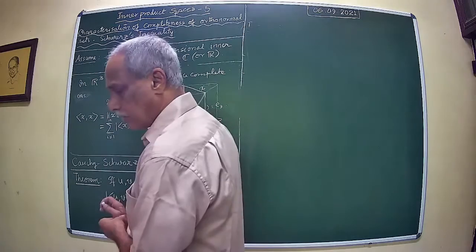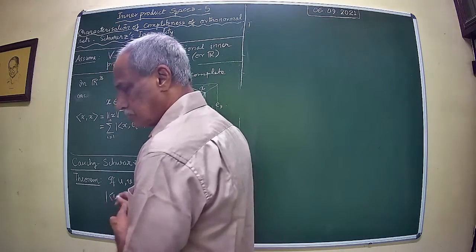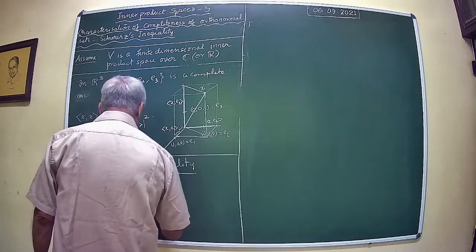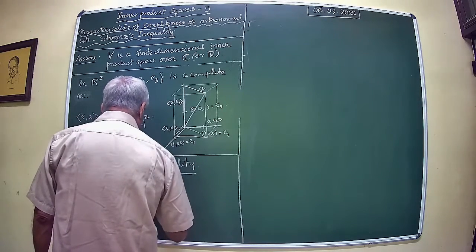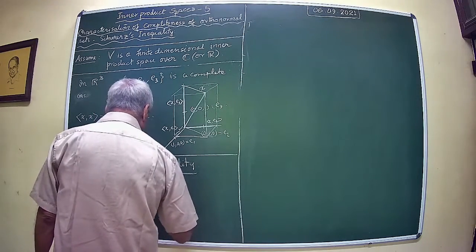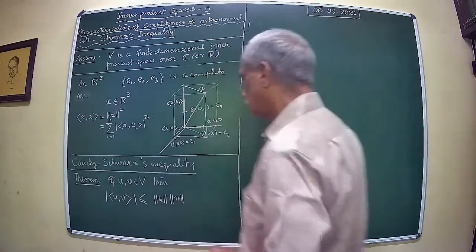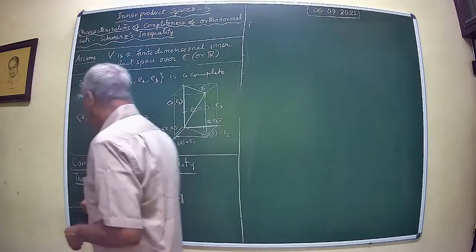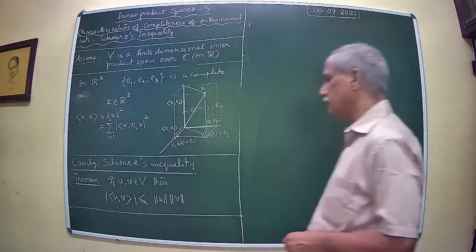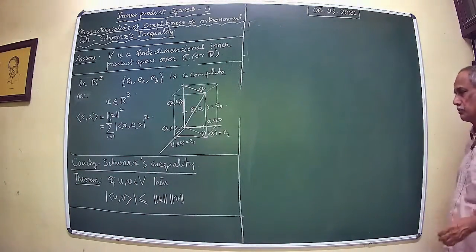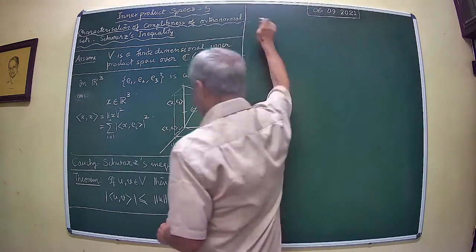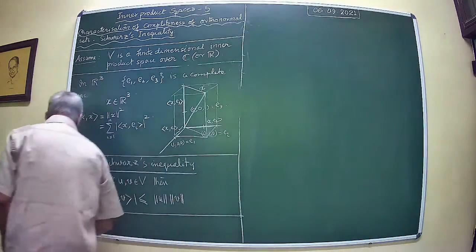Is less than or equal to. Now this is the Cauchy-Schwarz inequality. Now let us prove this theorem.